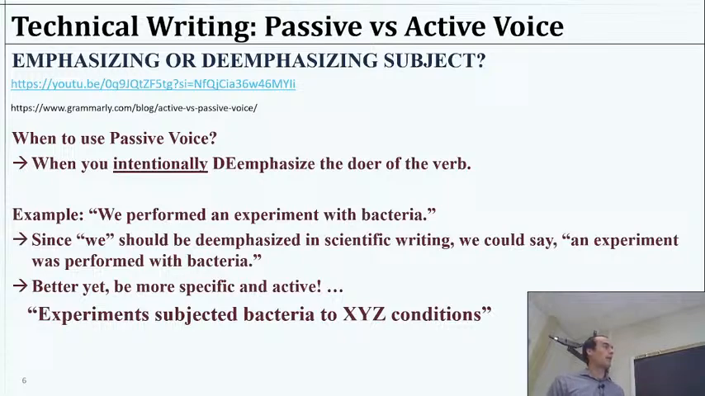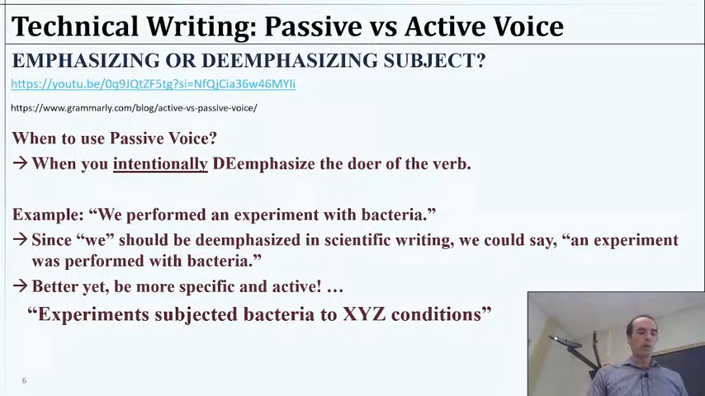And oftentimes when we're writing the methods and materials type of section of a paper, that's totally fine. That's not really very convoluted. That would be acceptable. But maybe we can be more specific and active. If we elaborate a little bit, we might say experiments subjected bacteria to these conditions. So then it's active, and we've included some extra conditions there so that we're emphasizing these experiments now and being specific with what was going on. So there's room for it, there's an opportunity for it, but this is a case where it's not necessarily so mandatory, right?